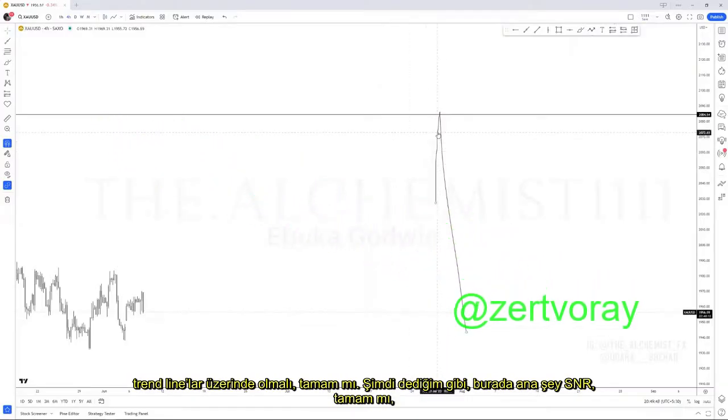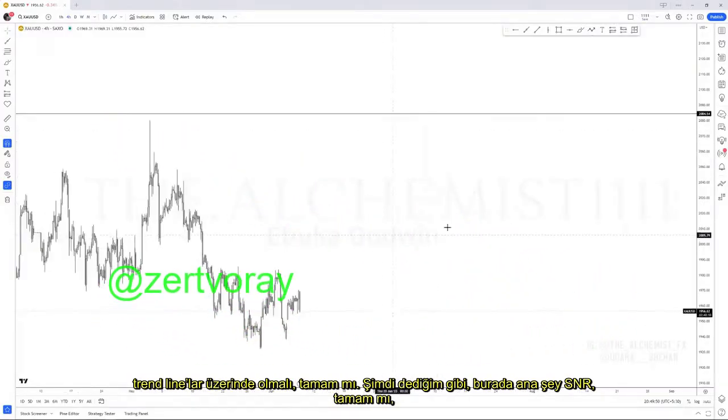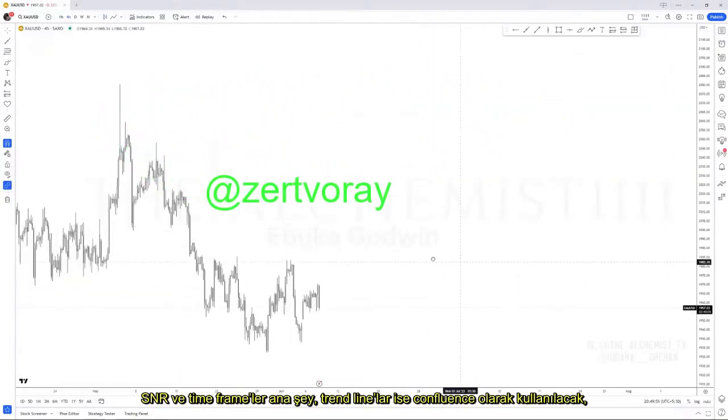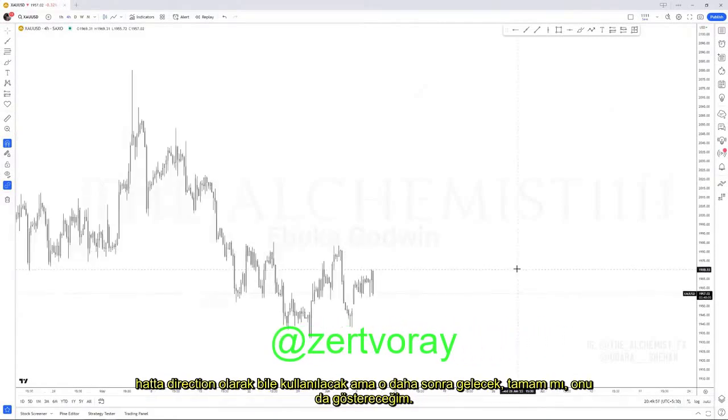Remember, the main focus should be on continuation trend lines and break and retest trend lines. Like I told you, SNR is the main thing here. SNR and the time frames are the main thing. Trend lines will be used as confluence, even as direction, but that will come later. I'll show you that.